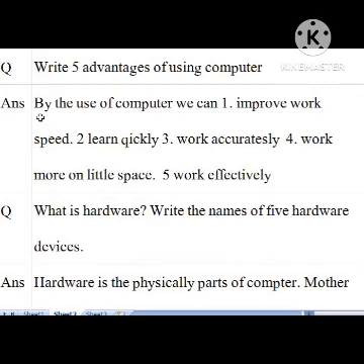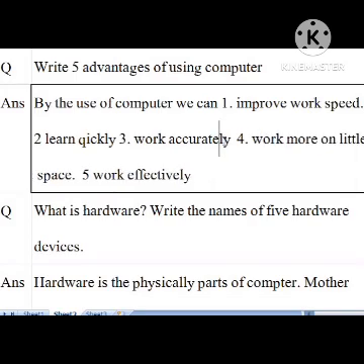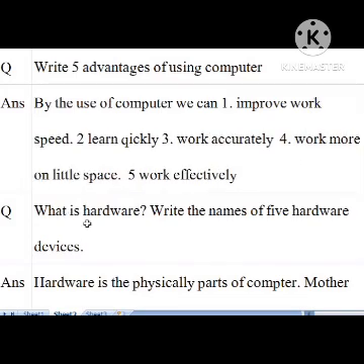Write 5 advantages of using computer. अगला क्वेश्चन कंप्यूटर क्लास 6. Answer: by use of computer we can, number 1, improve work speed, number 2, learn quickly, number 3, work accurately, number 4, work more on little space, and number 5, work effectively.